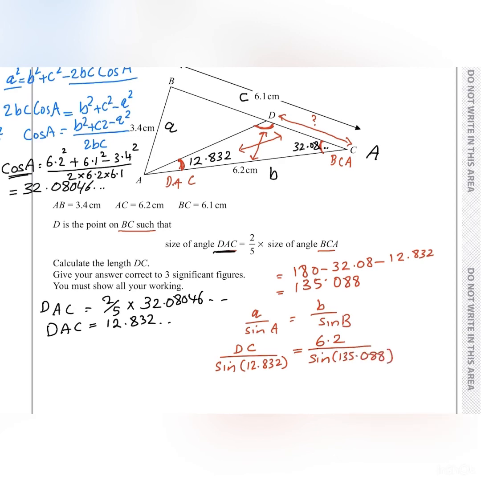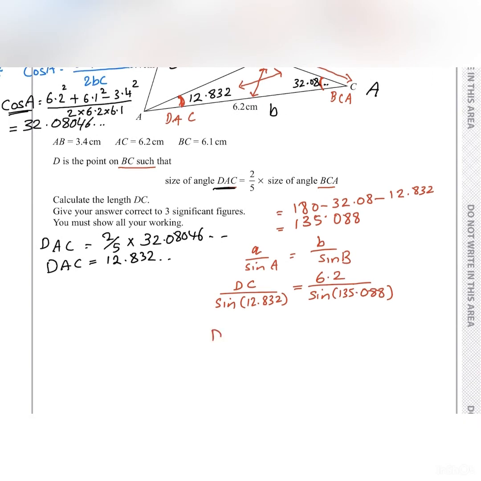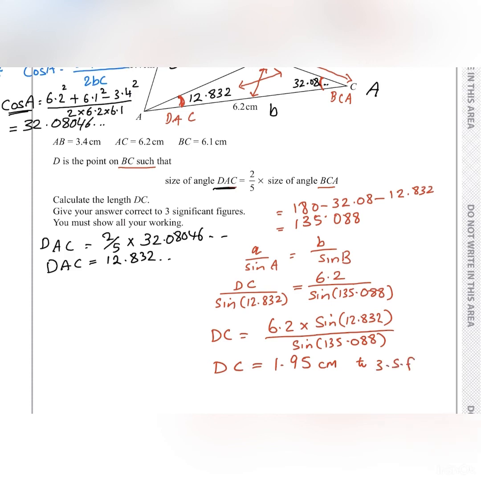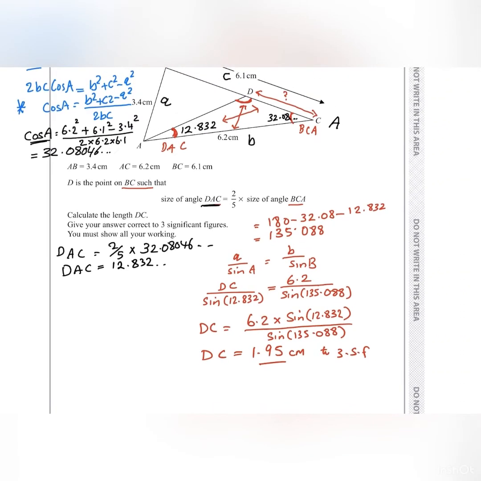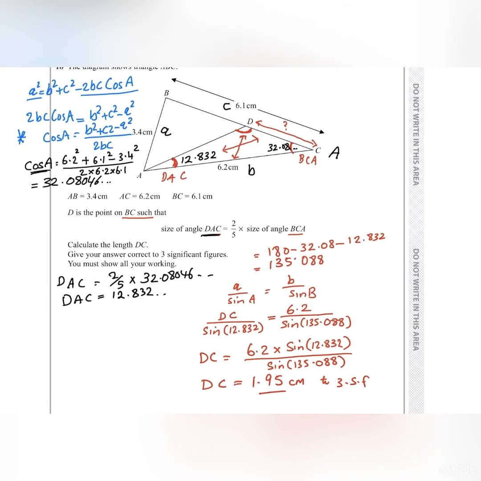Okay, so rearranging this formula, D to C would equal 6.2 times sine of 12.832, and all of that divided by sine of 135.088. And D to C, if you work this out on the calculator, is 1.95 centimeters to 3 significant figures. Okay, so that would be your answer for this question. Okay, so if I display the whole thing.